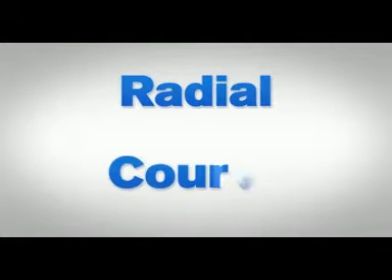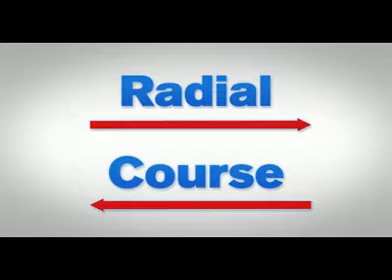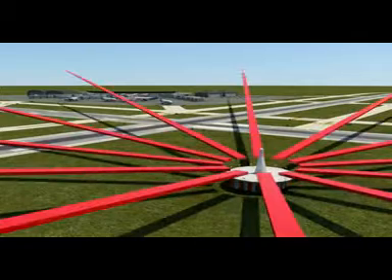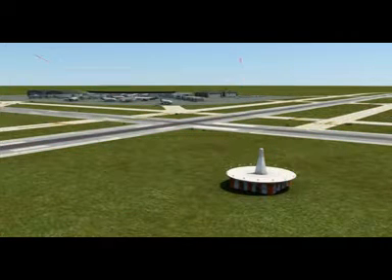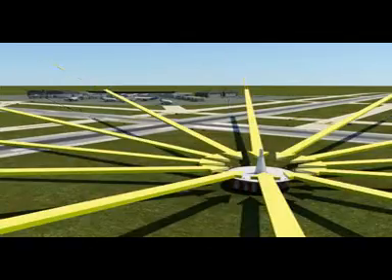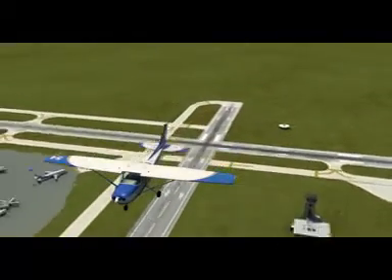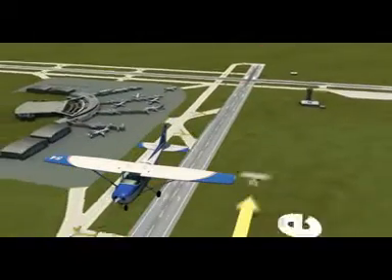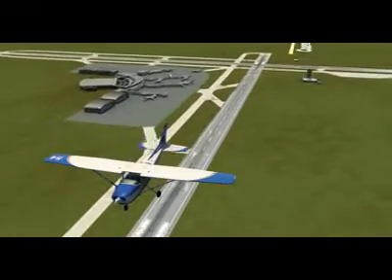Now you may be asking yourself, "Self, what's the difference between a radial and a course?" Well, they are really the same thing. However, when flying, radials are directed away from the station, whereas courses are directed toward the station. So, when you fly away from a station, you want to follow a radial. When you fly toward a station, you want to follow a course.